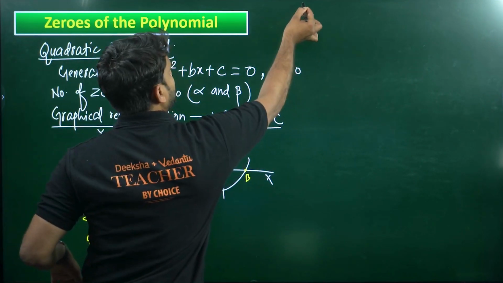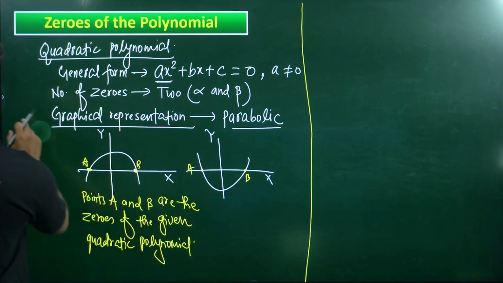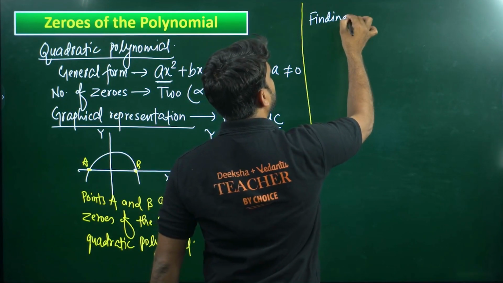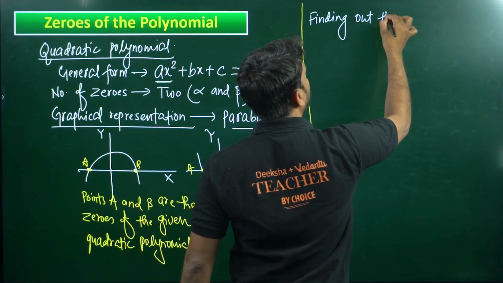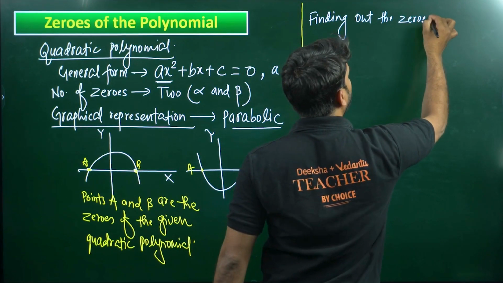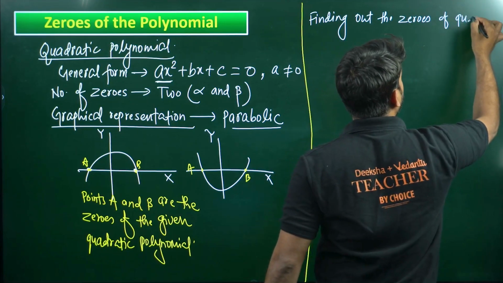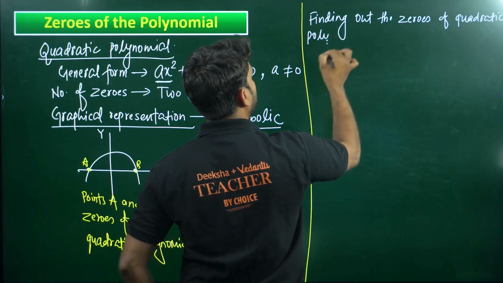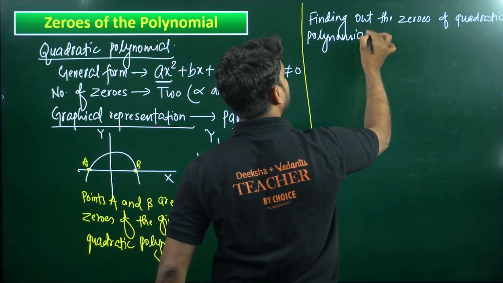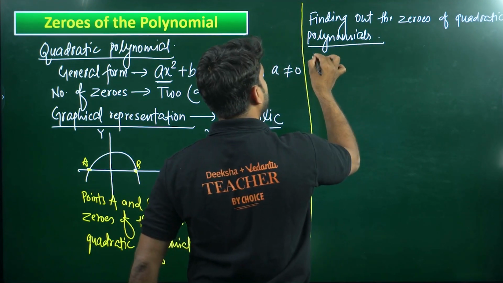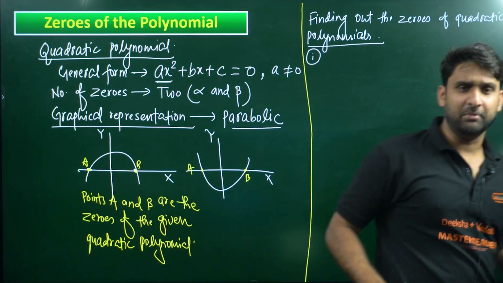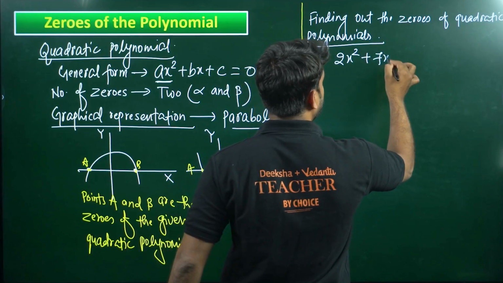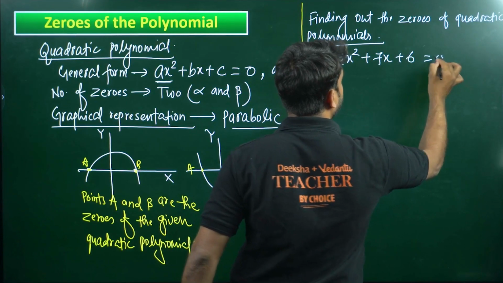Now, moving to the next topic, finding out the zeros of a quadratic polynomial. So I'm taking one very simple example here: 2x square plus 7x plus 6 is equal to 0.